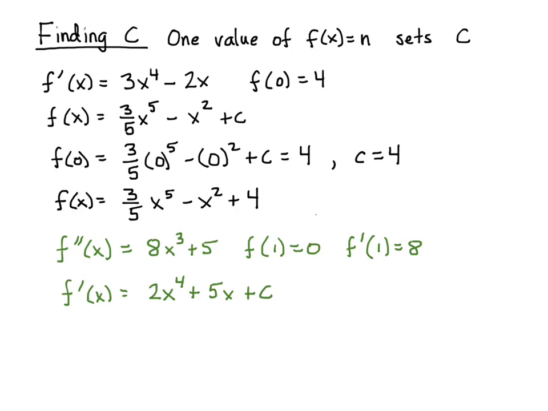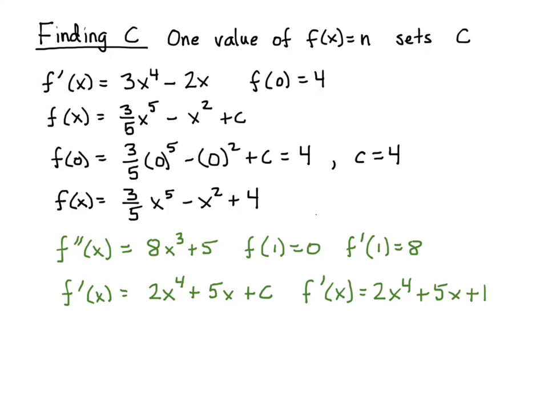Now here's the tricky part. Make sure that you select the proper initial condition. So the initial condition here is that f prime at 1 equals 8. And so if I look at this, when x is 1, I have 2 plus 5 plus c equals 8, so c must equal 1, right?